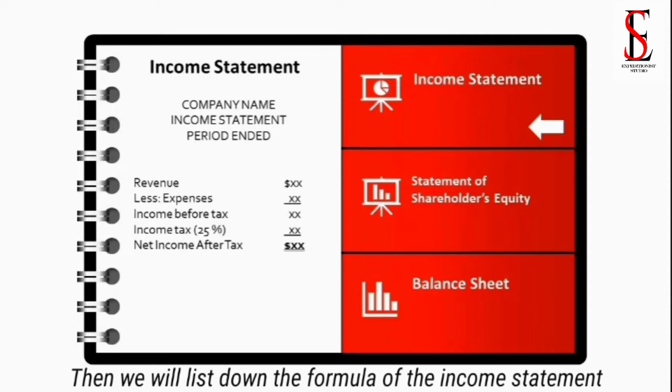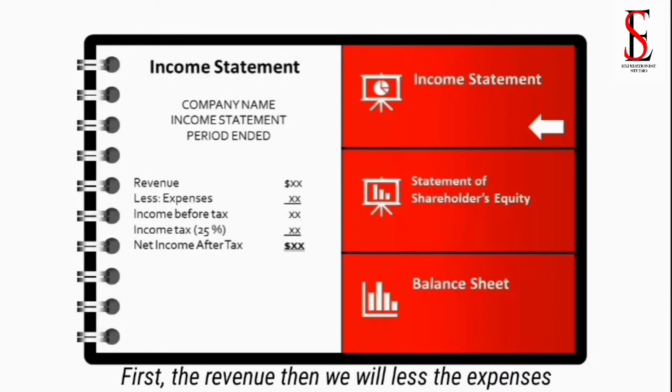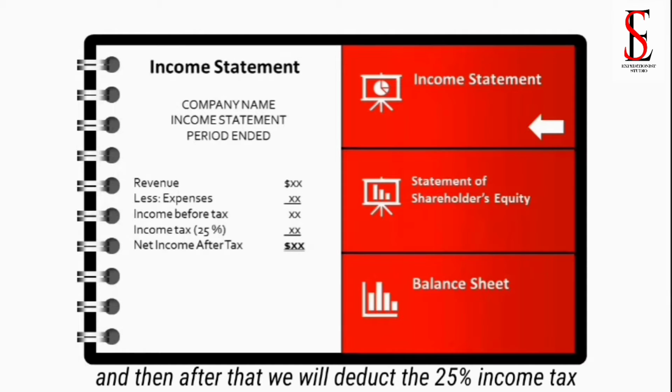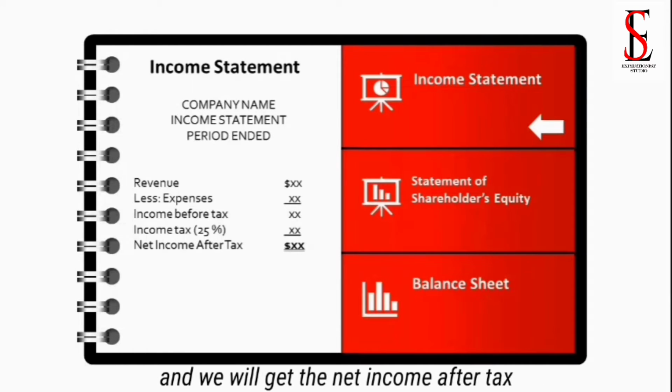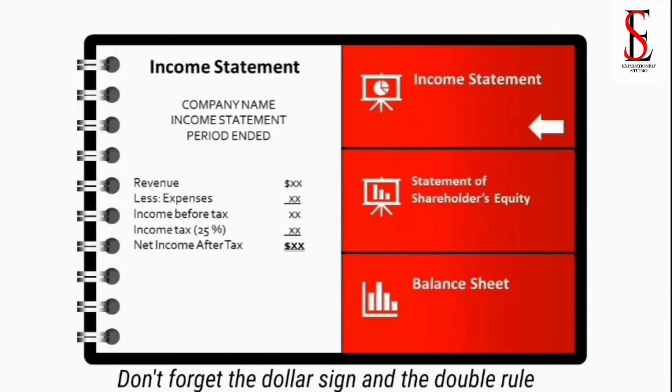And then we will list down the formula of the income statement. First is the revenue, then we will list the expenses to be totaled with income before tax, and then we will deduct the 25% income tax, and we will get the net income after tax. Note that don't forget the dollar sign and the double rule.